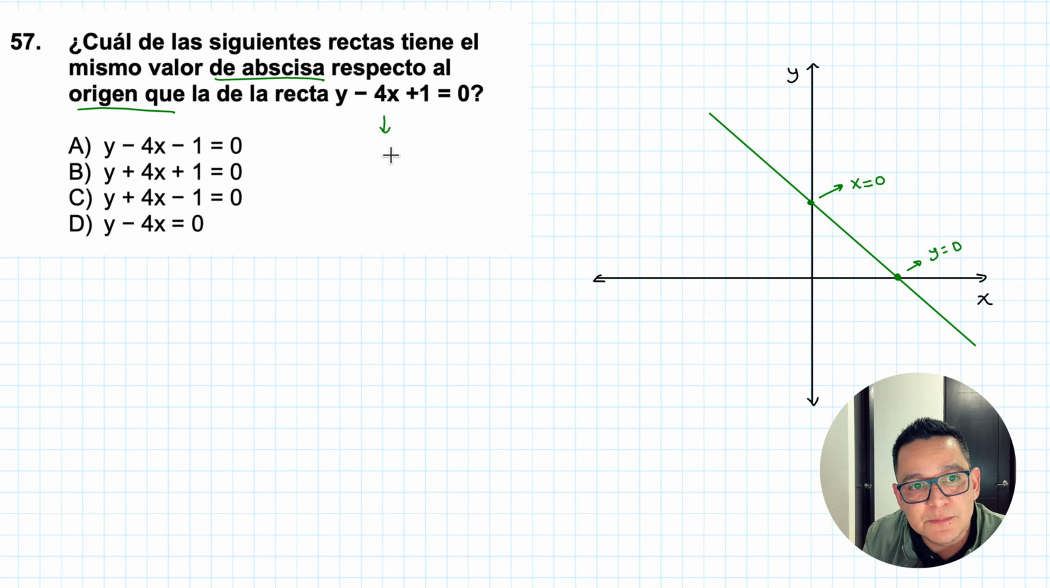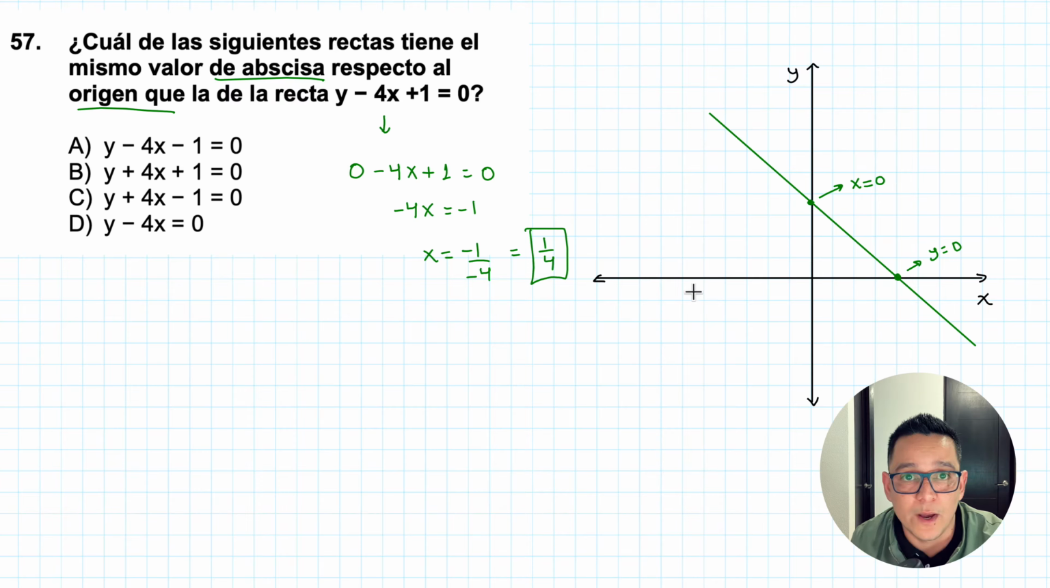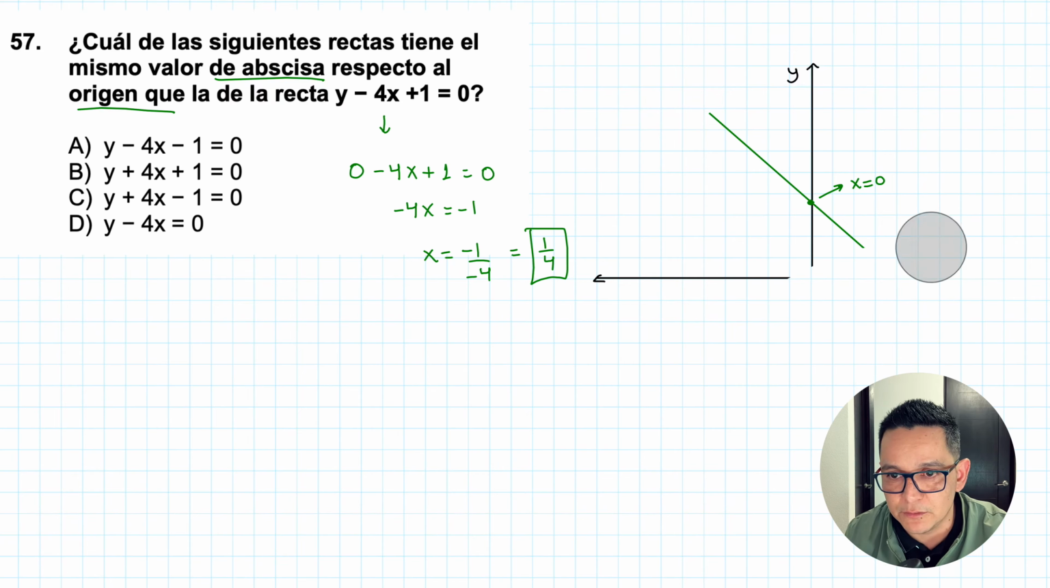In this case, then I would have y, but I'm going to change it to a 0. 0 minus 4x plus 1 equals 0. Now, to solve for x, just move the plus 1 to the other side as minus 1. So I have minus 4x equals minus 1. Now we solve for x, dividing, I get negative 1 over negative 4, since dividing two negatives gives a positive, x equals 1/4.